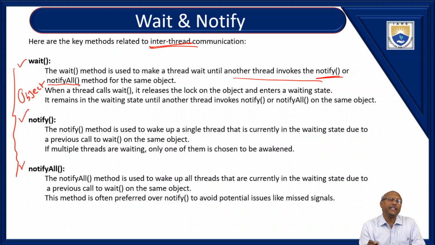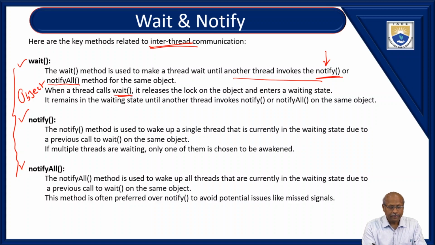Now the wait method is used to make a thread wait until another thread invokes notify or notify all. There is a difference between notify and notify all. Notify will send a notification to only a single thread. Notify all will send a notification to all threads that are waiting. So if you want to send a notification to all threads, go for notify all. If you want to send a notification to only a single thread, go for notify. Whichever is useful for your application, use that one.